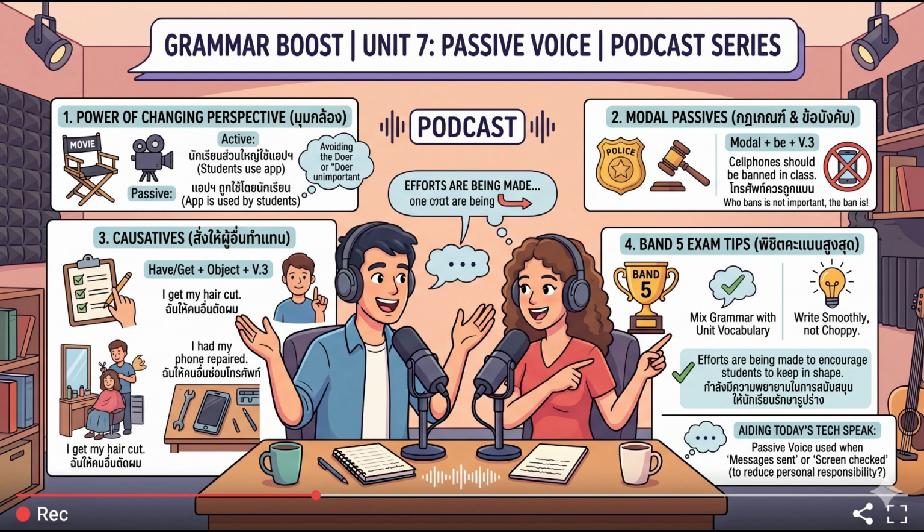Though, wait, I remember a catch with that. You can't use get with state verbs, right? Like those verbs describing a state of being or feeling, knowing or liking. Spot on. Yeah, you can't say, he gets liked by everyone. It really only works for action verbs.